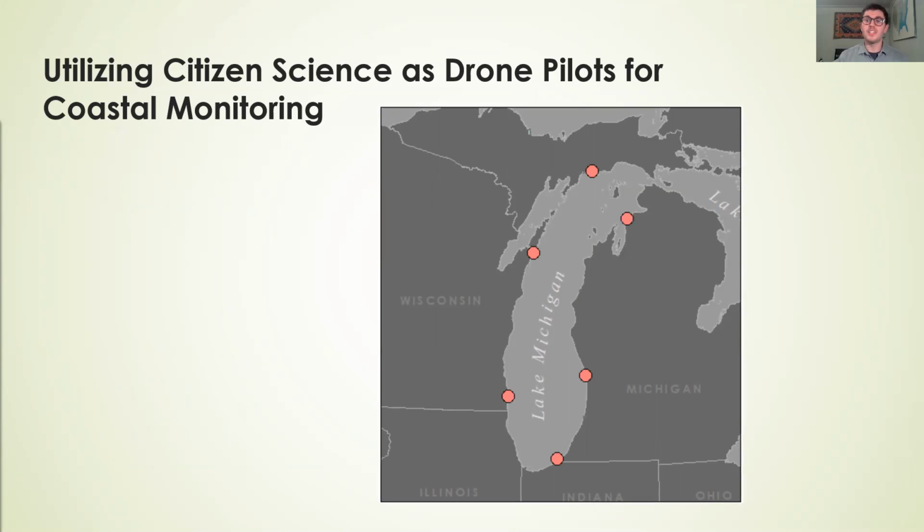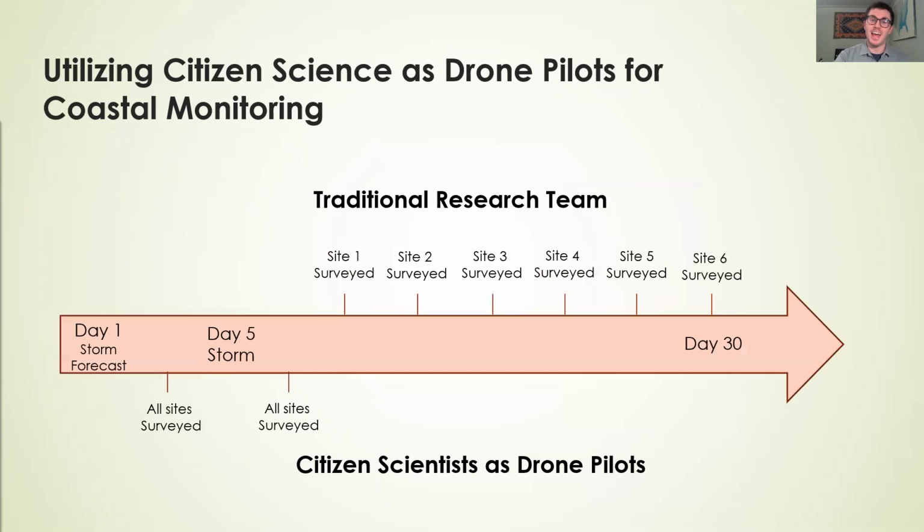For instance, if you have geographically dispersed field sites around Lake Michigan, a single research team might not have time to survey any of them between the time a storm is forecast and the time it occurs. It might then realistically take several weeks for the team to get out and visit each site after the fact. However, if you have trained citizen scientists ready and able to collect imagery within their community at a moment's notice, we were able to simultaneously survey all sites shortly before and after the storm, as you can see from the bottom portion of this hypothetical timeline, giving you much more relevant and timely data.